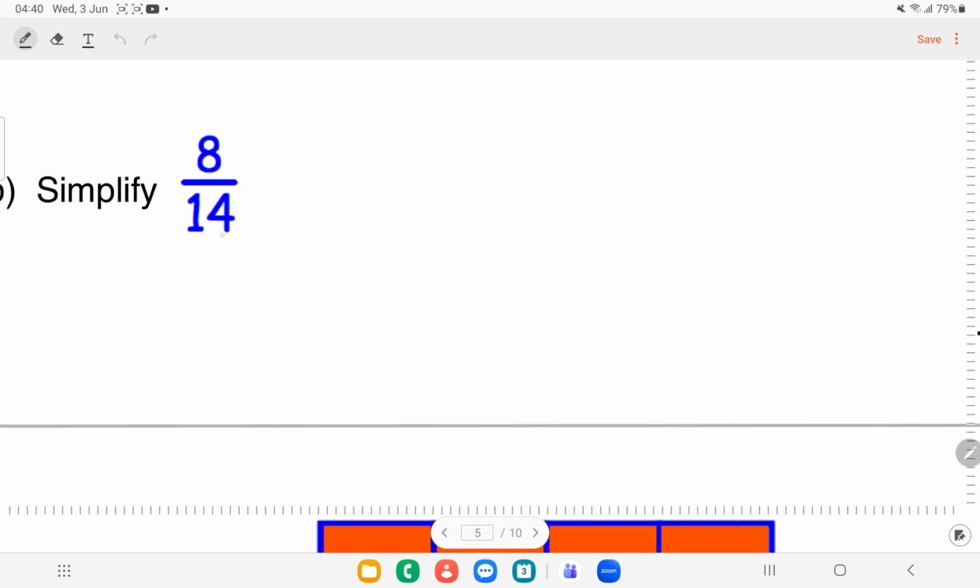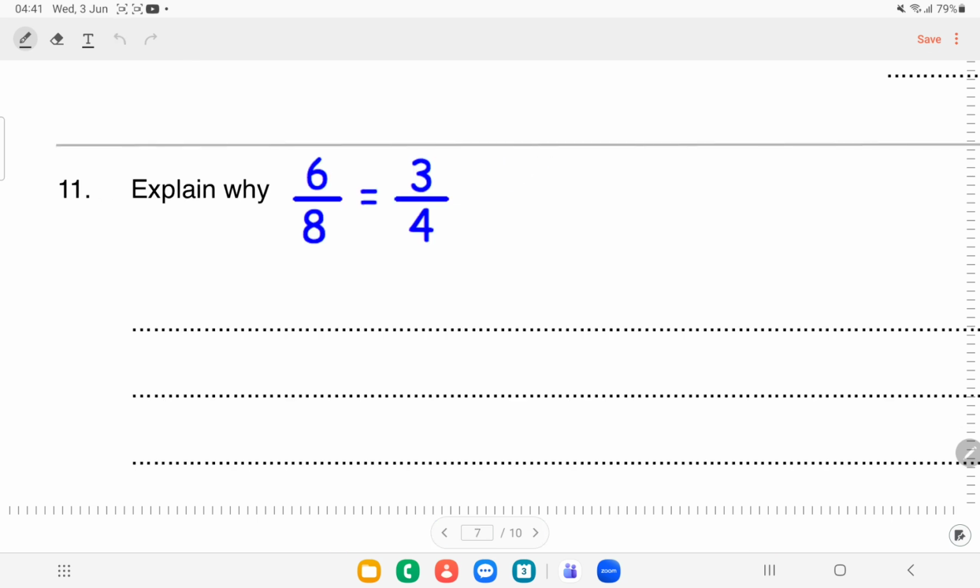Just try to solve this one. Both are even numbers. This is an even number. This 4 is also an even number. So we will simplify by using 2. Where do we get 8 in the table of 2, 2 4s are 8. Where do we get 14 in the table of 2, 2 7s are 14. This is my answer.